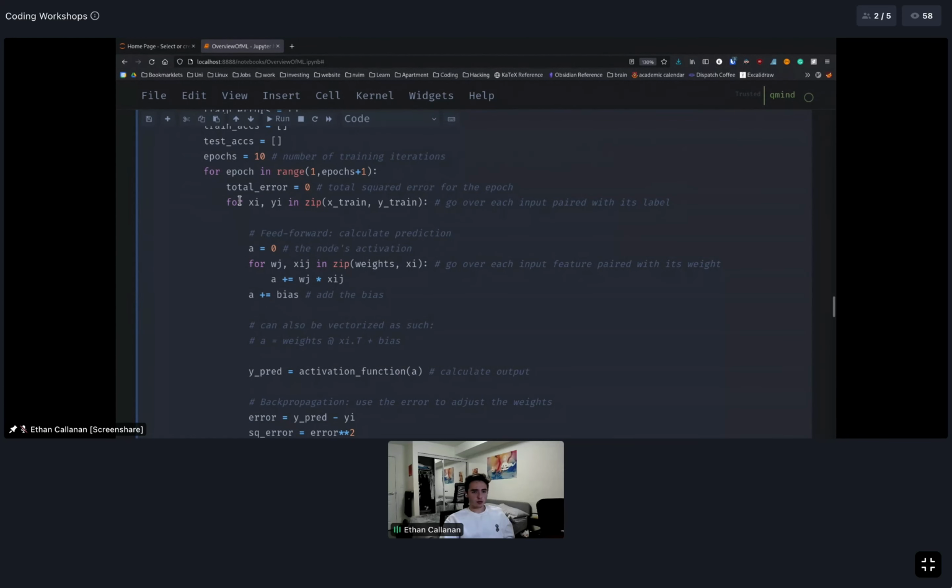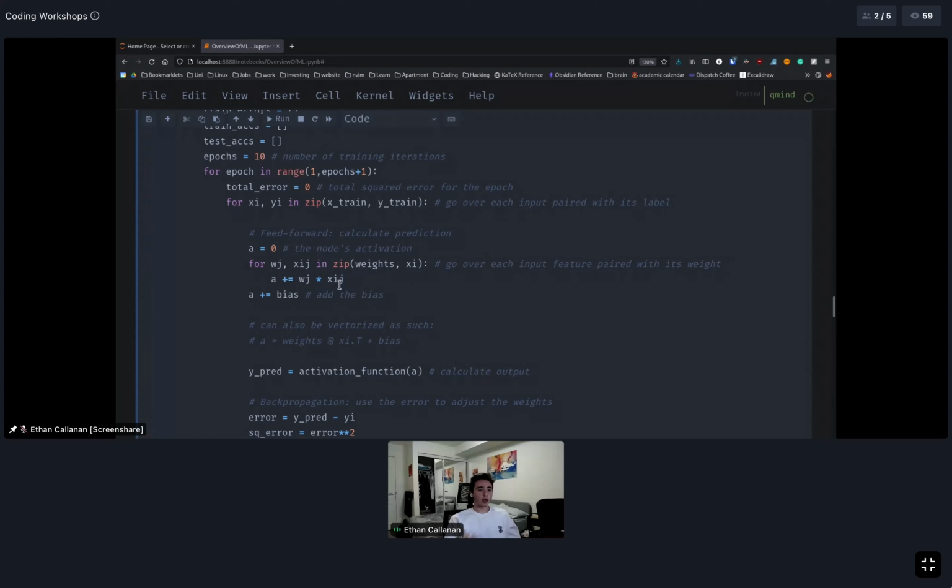I'll come back to the epochs, but so for each X in X train, so for each input example, and for its associated proper class, for its associated label, we will start the activation at 0, and then we're going to group together each weight from the weights and each feature of the X. So we're going over each value in that one example. We'll go over each feature, pairing the feature and its weight. We're going to add the weight times the feature value, and that will be our total activation here.